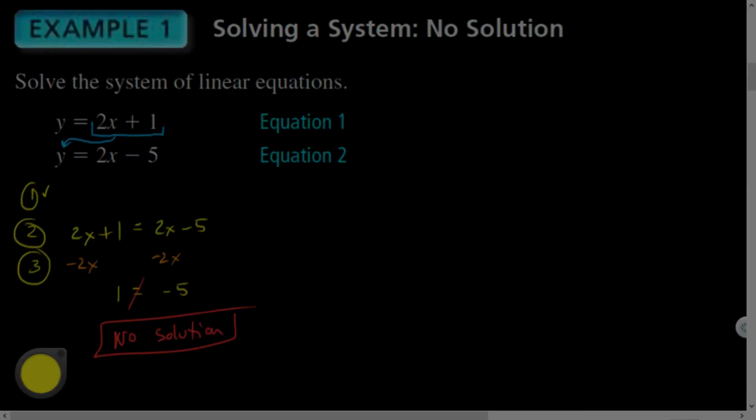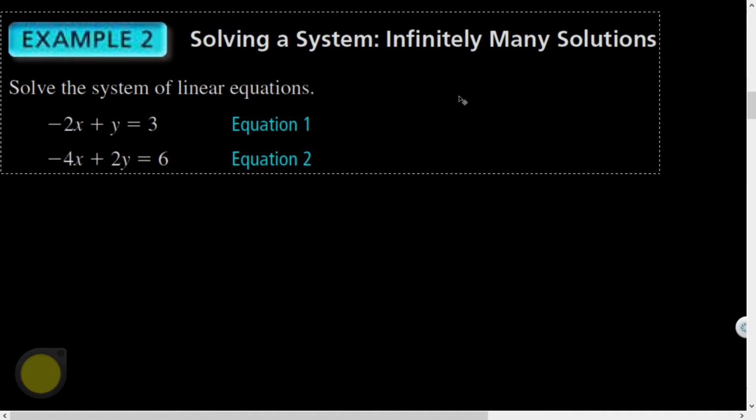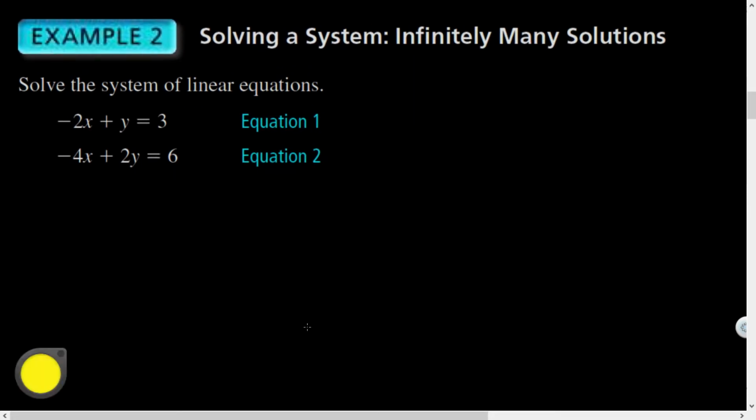All right, let's look at a situation where we have infinitely many solutions. So here's example 2. Infinitely many solutions. What's a good strategy to solve this one? Where's the weak spot? Here's the weak spot. So step one, let's solve that equation for y.